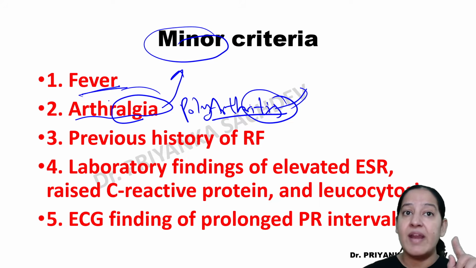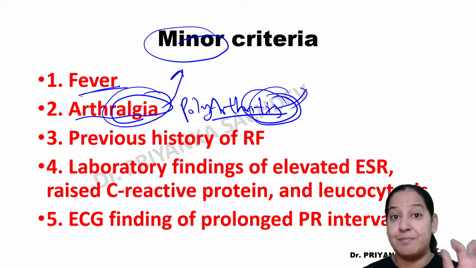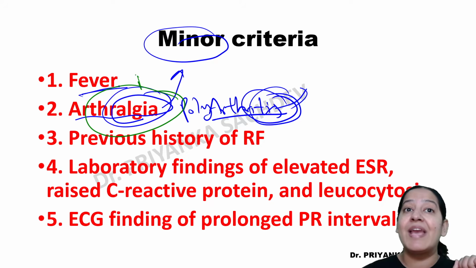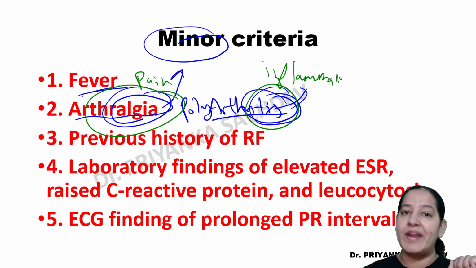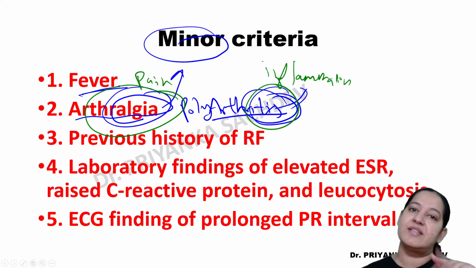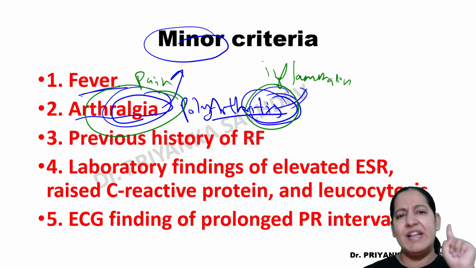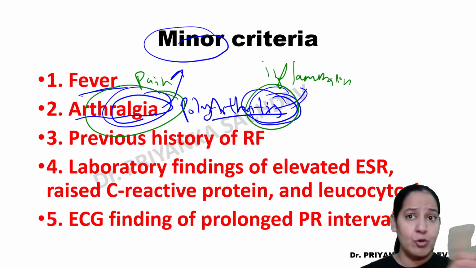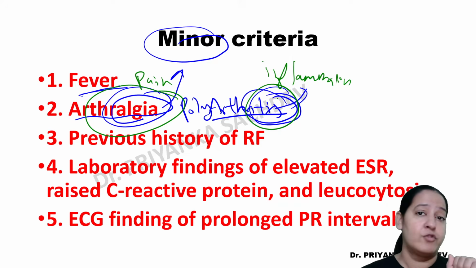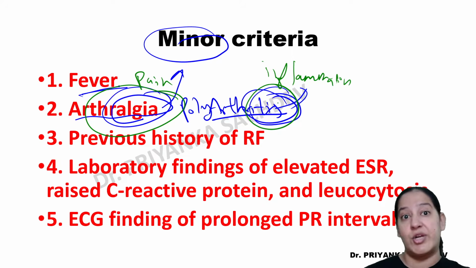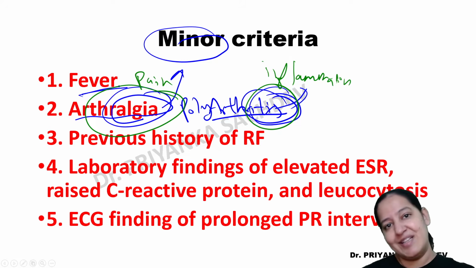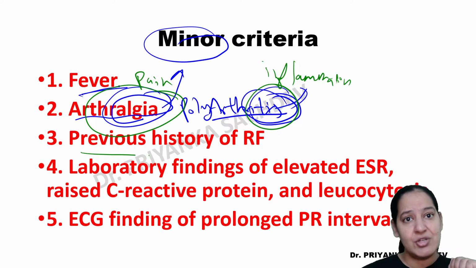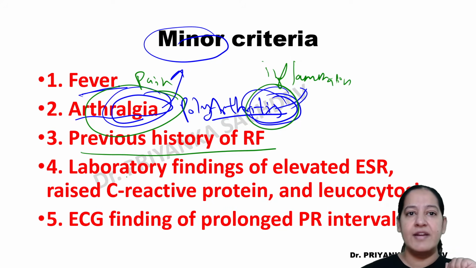There is a difference between arthralgia and arthritis. Please, be specific. Arthralgia means pain in the joint, and arthritis means inflammation in the joint. So pain in the joint is a minor criterion, but inflammation in the joints is a major criterion. Don't get confused. You will definitely get many MCQs confusing between major and minor criteria of Jones. This option, arthralgia and arthritis, will come again and again. Don't get confused. Arthralgia, minor criterion. Arthritis, major criterion.